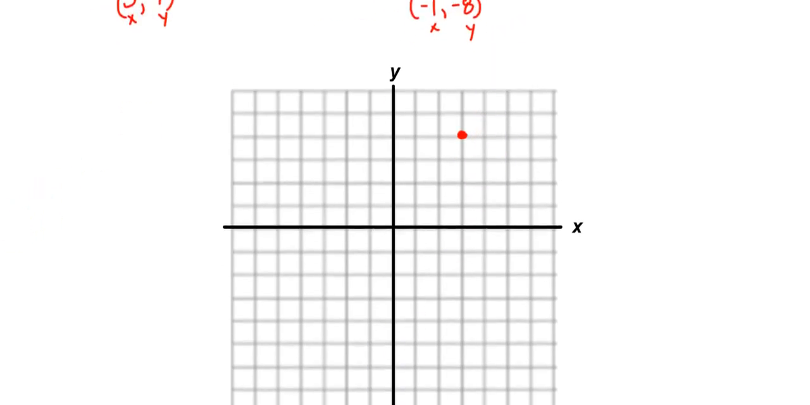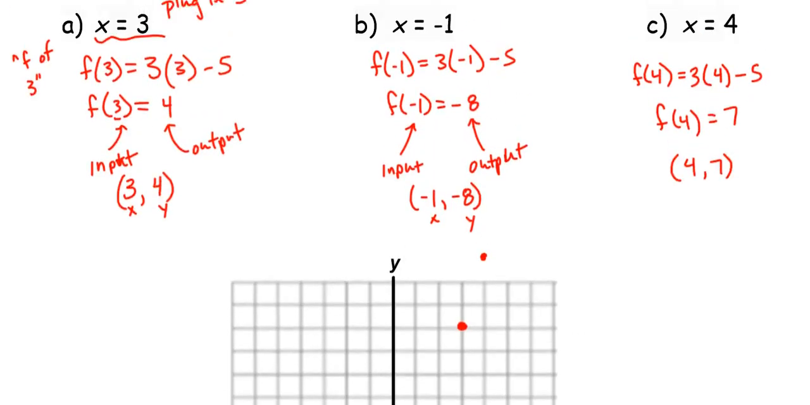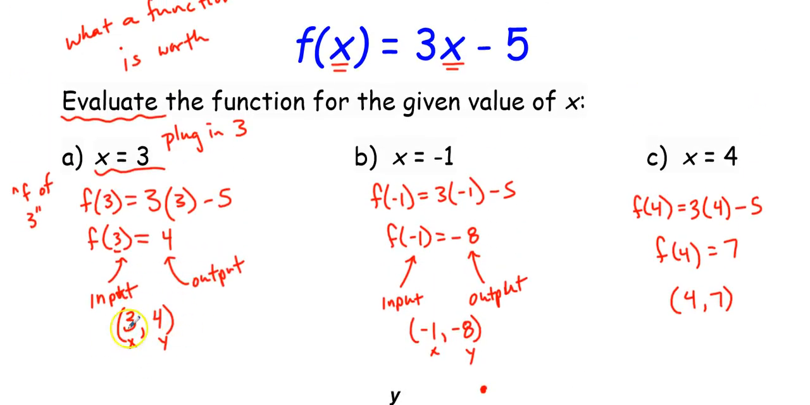And then we got one more. It's at 4, 7. So 1, 2, 3, 4. 1, 2, 3, 4, 5, 6. And then up one more. Looks like it's about right there. And so we plotted our points. We plotted our coordinate pairs here: 3, 4, -1, -8, and 4, 7.